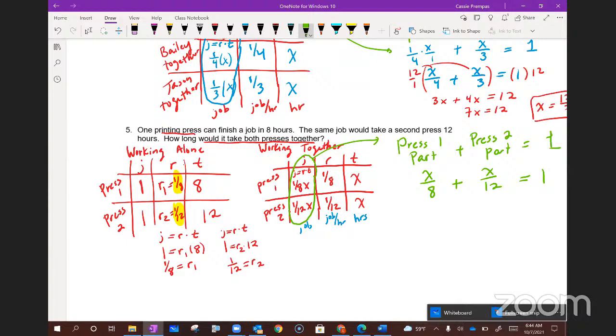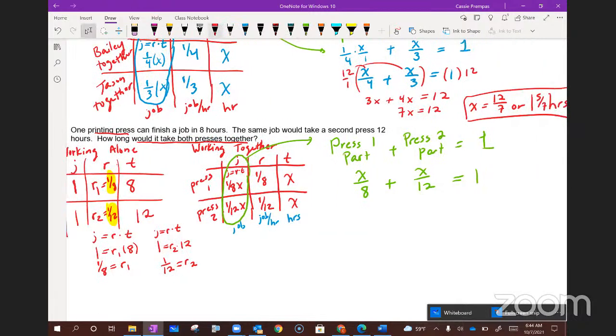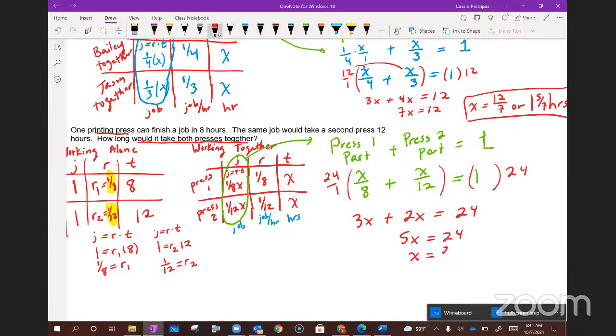Okay, I'll send this. Okay, so now I need to solve this. And to solve it, I'm going to multiply by the least common denominator. 12 is 4 times 3. That's 4 times 2. So 4 times 6 would be 24, which is the least common denominator. 8 goes into 24 3 times. 12 goes into 24 2 times. 3 plus 2 is 5. So X is equal to 24 fifths. Or you could say X is equal to 5 goes into 24, 4 times, 4 and 4/5.